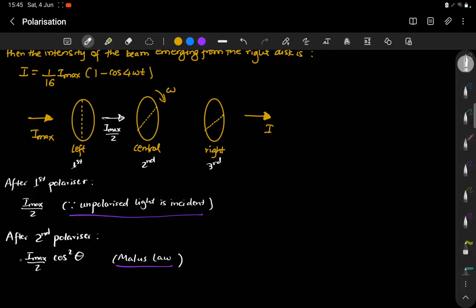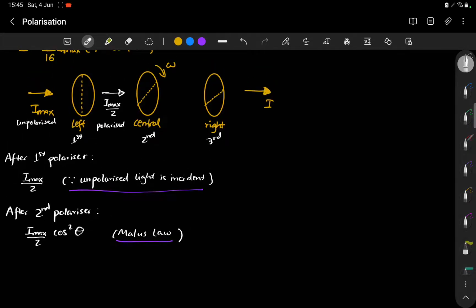So here incoming intensity is I max by 2 because it is after this first polarizer, and theta is the angle between the polarized light coming after the first polarizer and the transmission axis of this second polarizer. Now here we had unpolarized light incident on the first polarizer, but after the first polarizer the light would be polarized along the direction of the transmission axis of the first polarizer. So we have polarized light input on the second polarizer. So this is from Malus law.